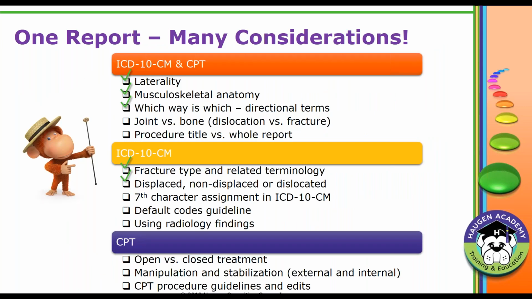So back to our list, we really have just scratched the surface here. Remember in our op report, we've only looked at our pre-op and post-op diagnoses, but we already have some pretty good information. We have our laterality, we looked at our anatomy, we looked at directional terms, we looked at the fracture type, and also that related terminology: displaced, non-displaced, dislocated. So we already know quite a bit of information. We're not going to code yet. We're going to keep going through our entire report, but this brings us to our first polling question.